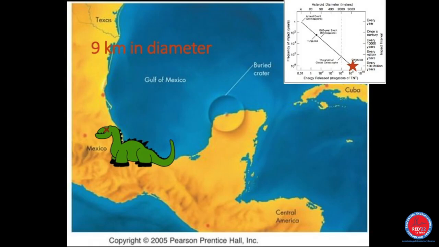Why then did this impactor cause so much trouble? First of all, it did not sterilize the Earth. Yes, we are here. Even the chickens are here, so not all dinosaurs died. But still, it caused quite a lot of mess in our biological system.